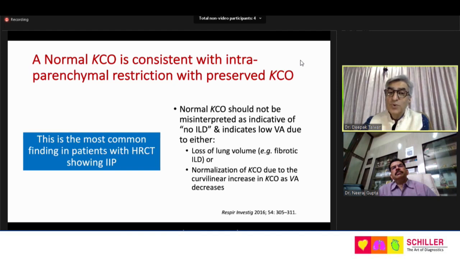It is a most common finding that the KCO is normal in patients who have interstitial lung disease. The KCO may be normal when there is a loss of lung volume, like extremely fibrotic areas. There is no alveoli left. Honeycomb lungs are the most common example, in which there is no communication with the air. Although you have cysts, and areas which are clearly seen, they are extremely fibrotic.